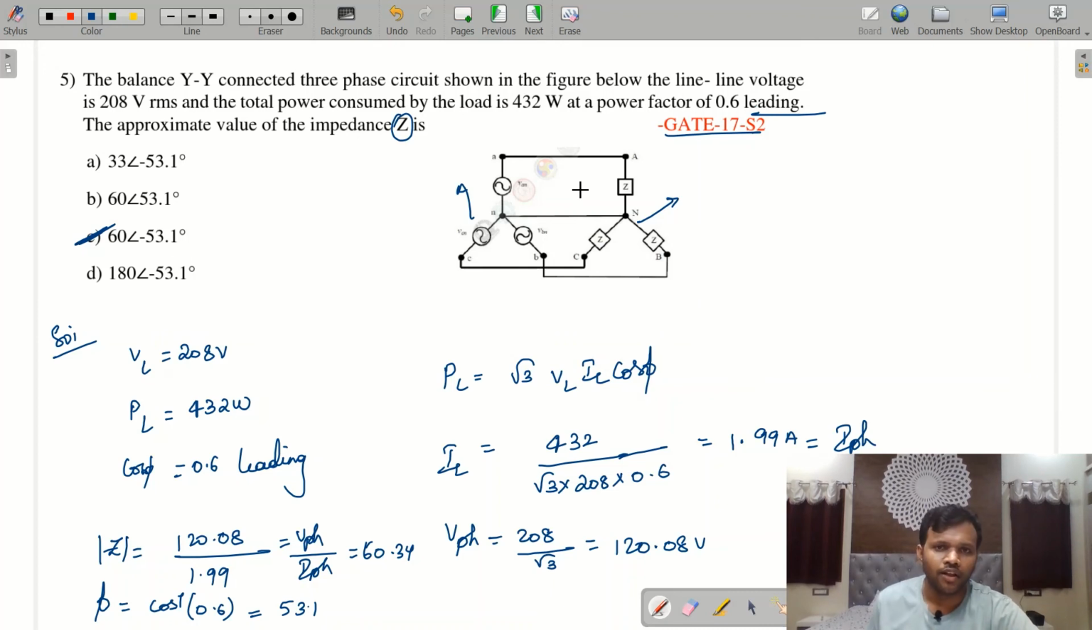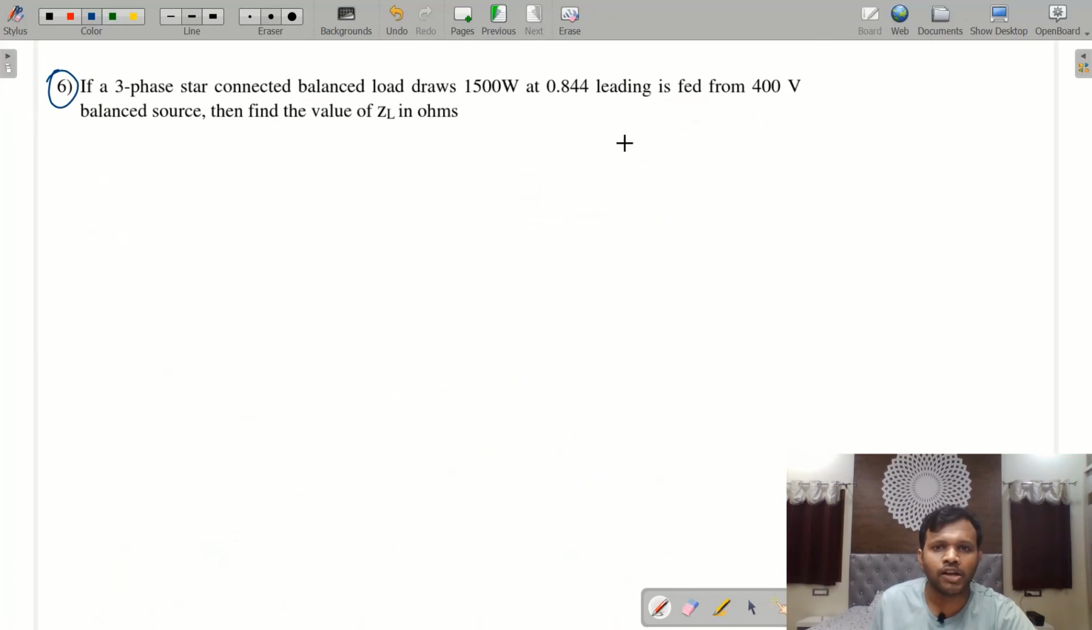Okay, so with this my discussion is completed, but we have one more problem, the sixth problem. I'm giving it as homework. Solve it by yourself and comment your answer in the comment section.